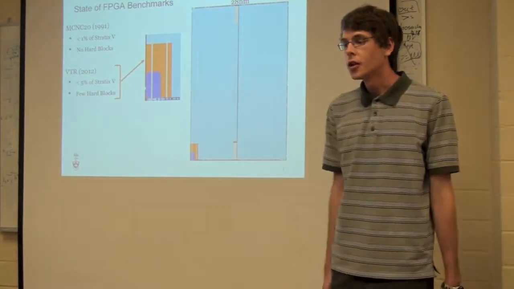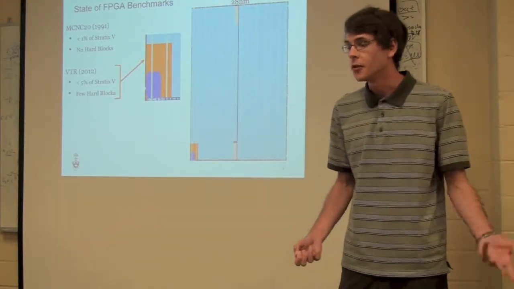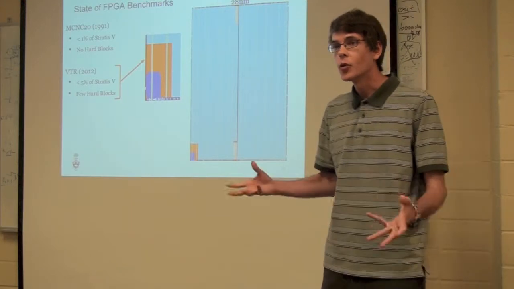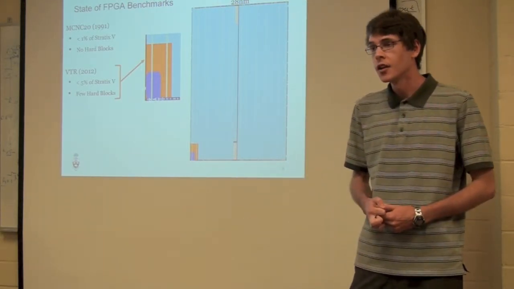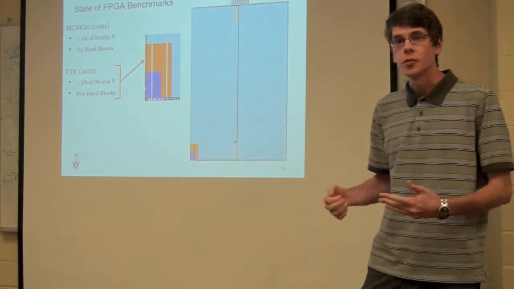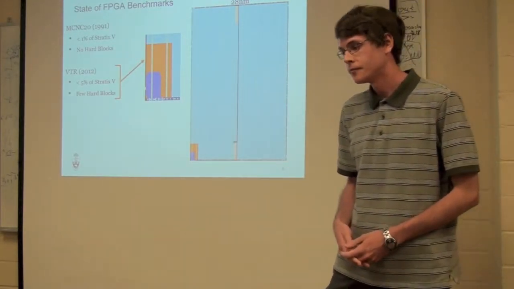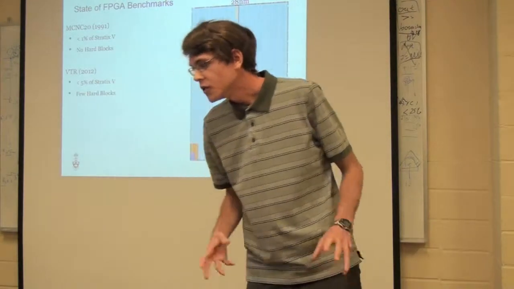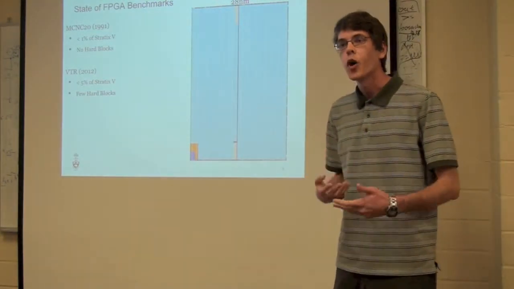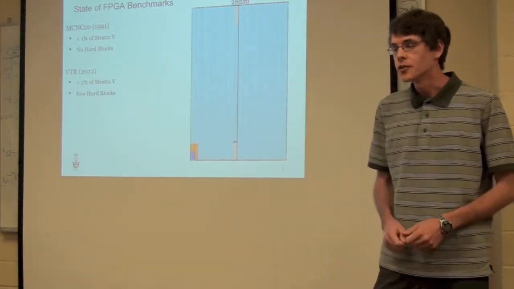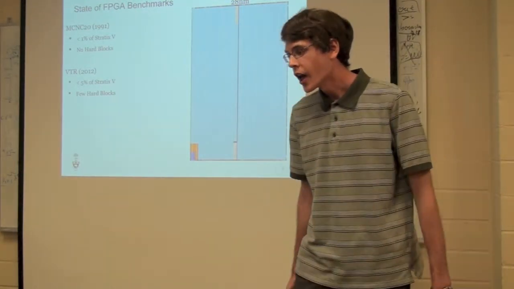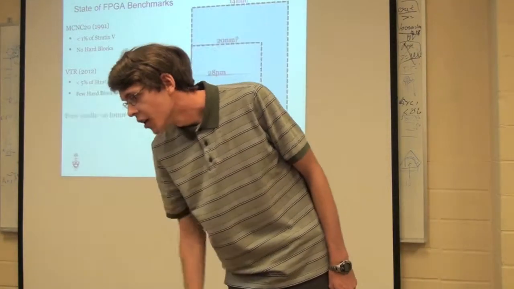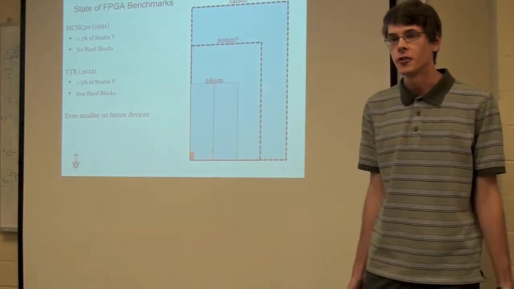A more modern benchmark set is the benchmarks that come with the VPR flow. These are somewhat larger, but still fill on average less than 5% of a Stratix device. And they make use of some hard blocks, but really not that many. So these really aren't quite what we want in terms of good quality FPGA benchmark sets. They don't use that many hard blocks. And the size is only going to get worse when we start thinking about future device generations.